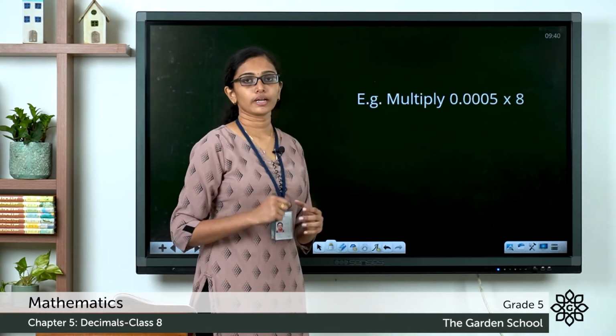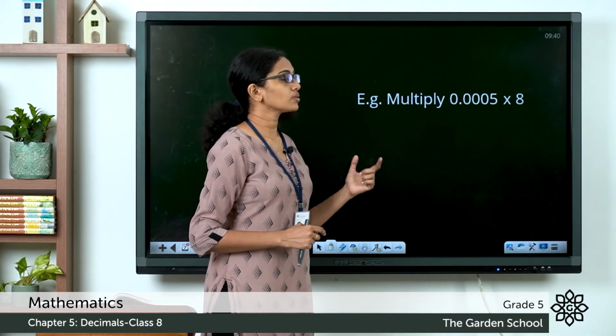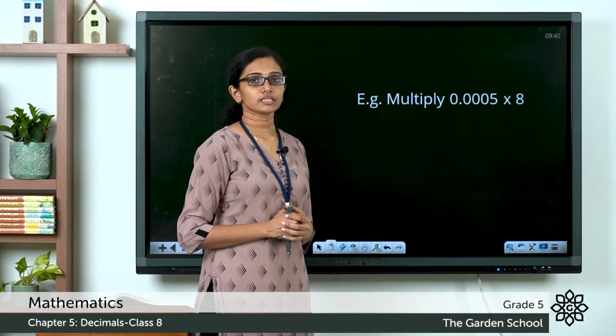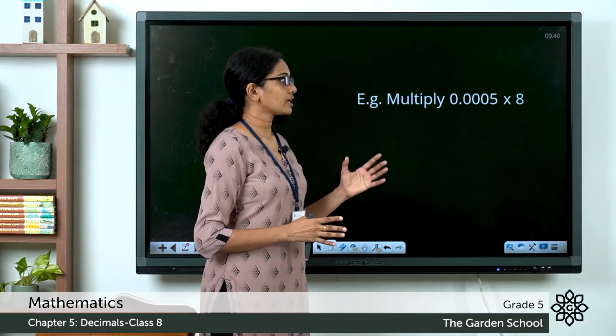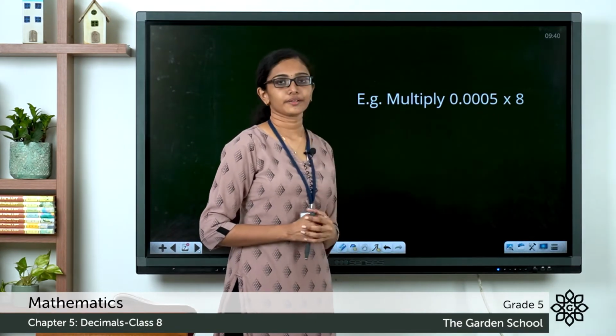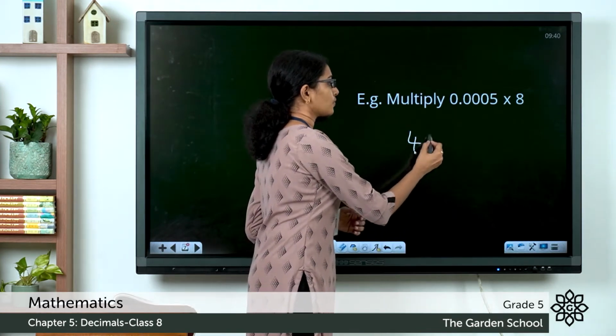Now let's see one more example. Multiply 0.0005 by 8. How can we do this? Either you can just ignore the decimal point and continue with the multiplication, or you can just do 5 times 8. And what is 5 times 8? 5 into 8 is equal to 40.